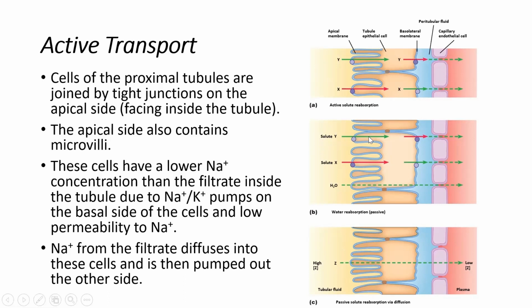So we can passively move sodium, or solute Y, into our cell according to its passive concentration gradient because it is being actively pumped across the basolateral membrane, okay? And so that's how we get solute Y, mainly representing sodium, across our apical surface.